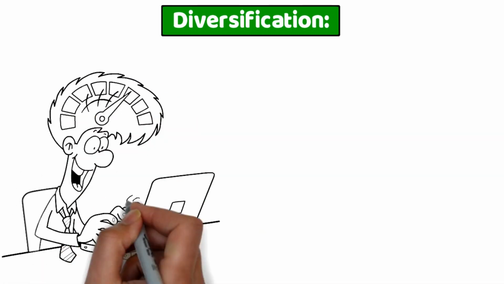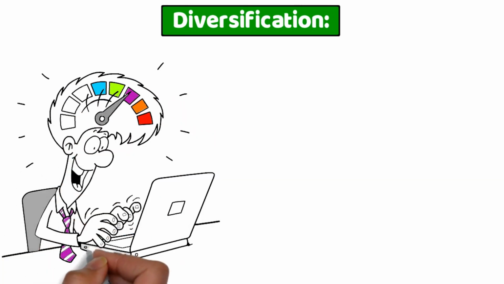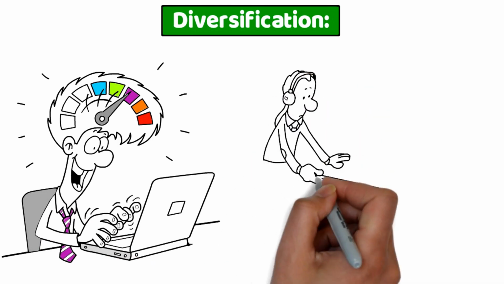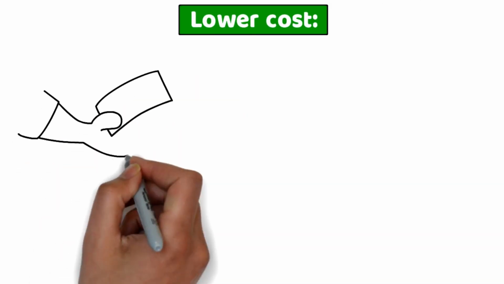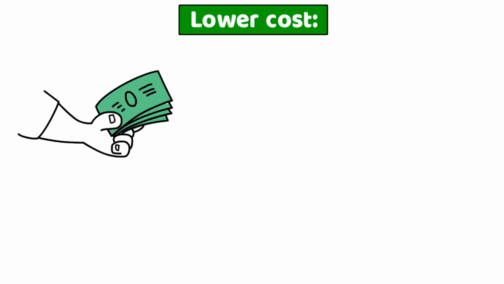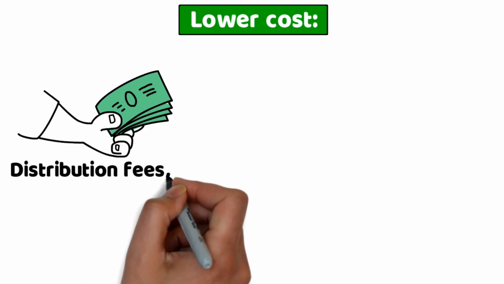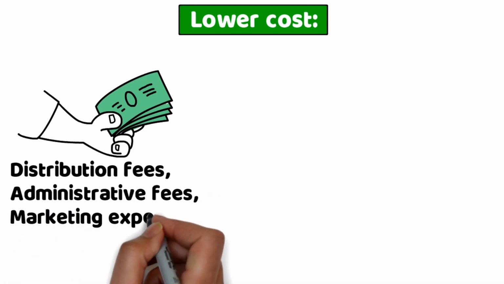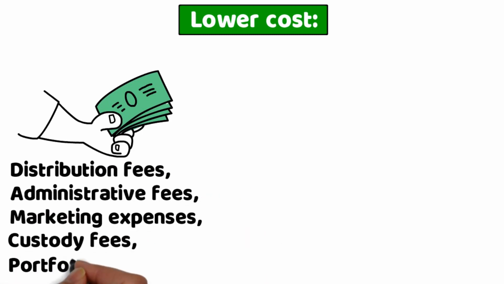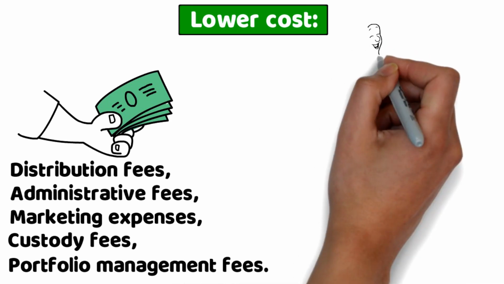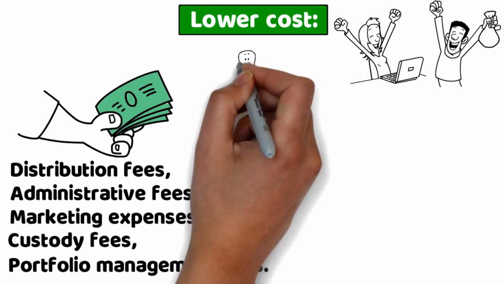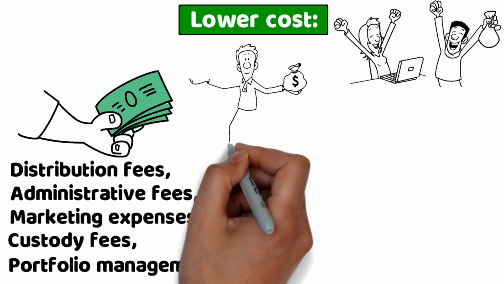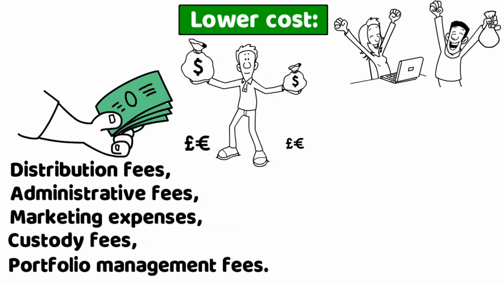Diversification. You may effectively diversify your portfolio with ETFs without choosing specific stocks or bonds. They provide a wide range and cover most key asset classes and sectors. Lower cost. All managed funds have operating costs. These expenses consist of distribution fees, administrative fees, marketing expenses, custody fees, and fees for portfolio management. Costs have historically played a significant role in predicting profits. Generally speaking, the projected return for a fund is higher the lower the cost of investment is.